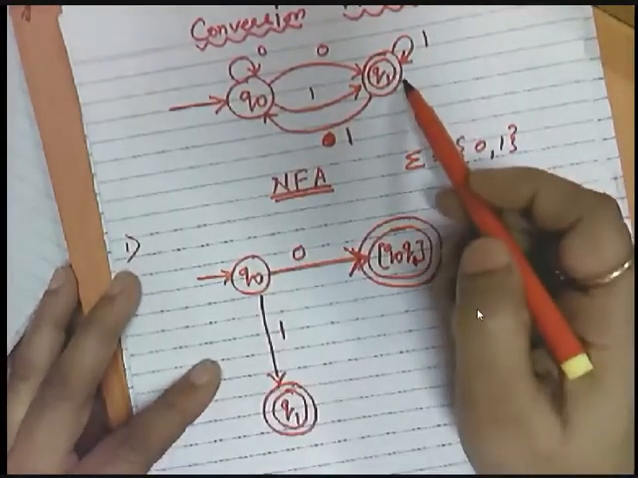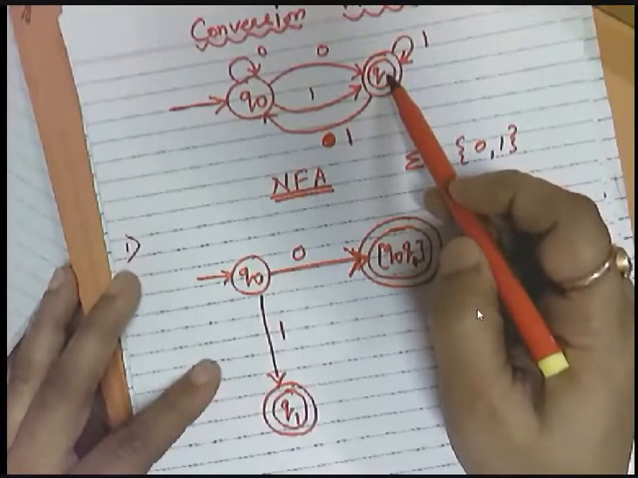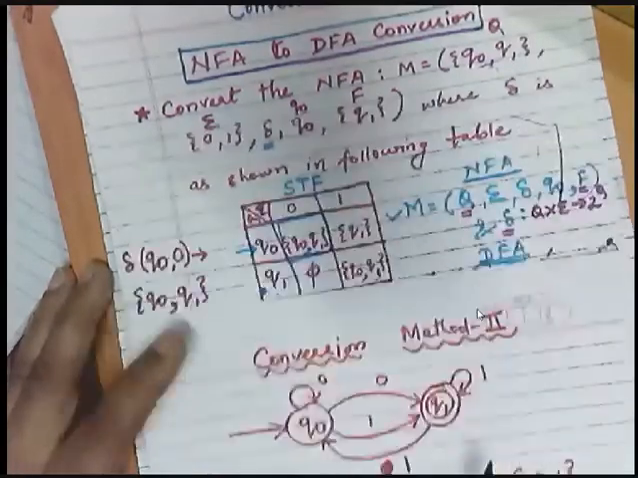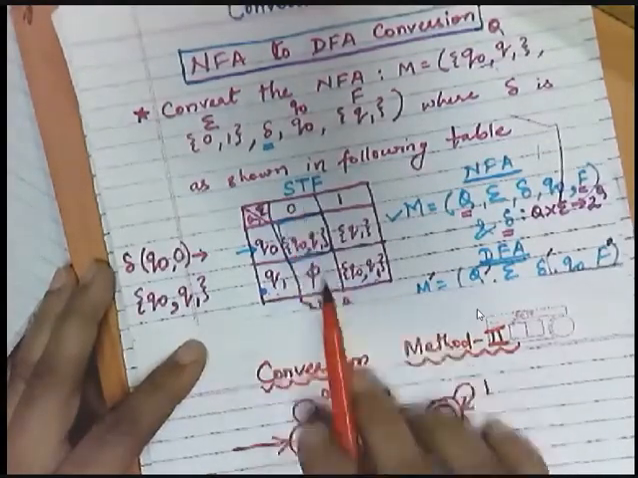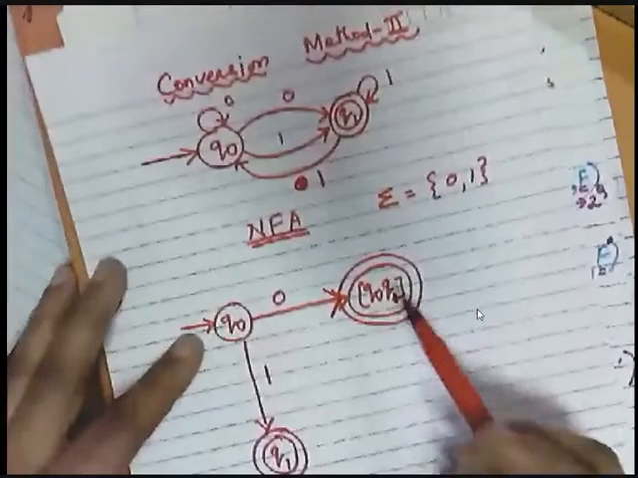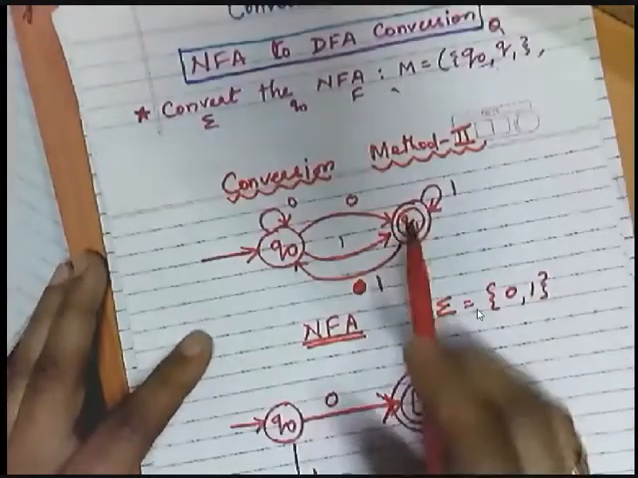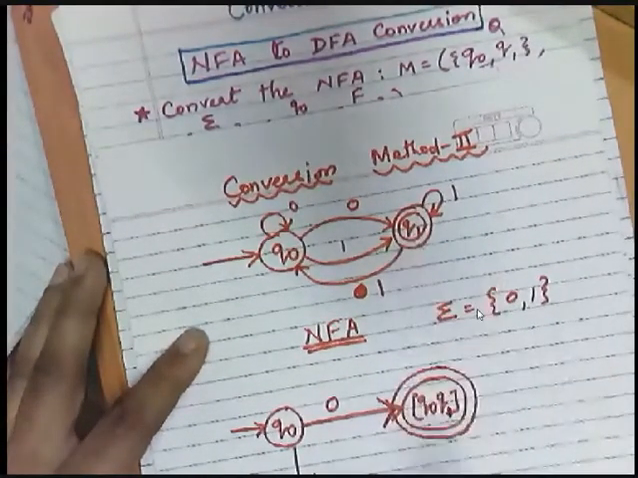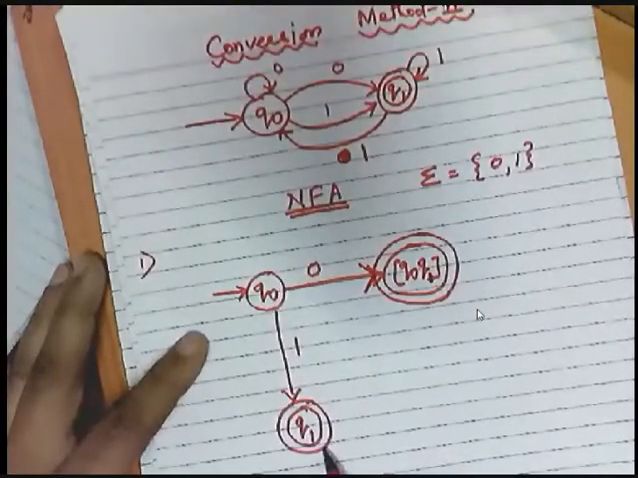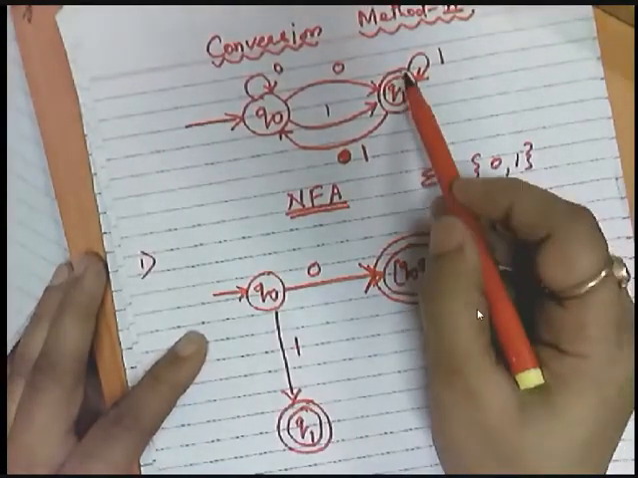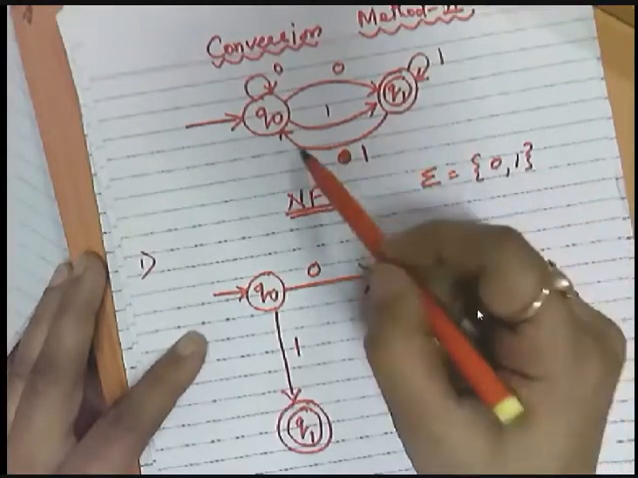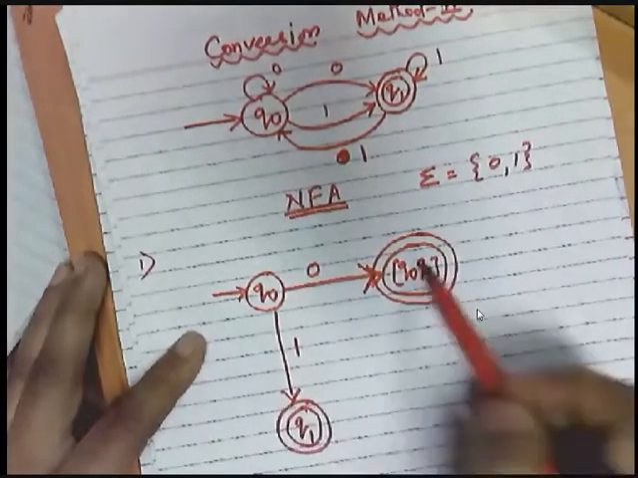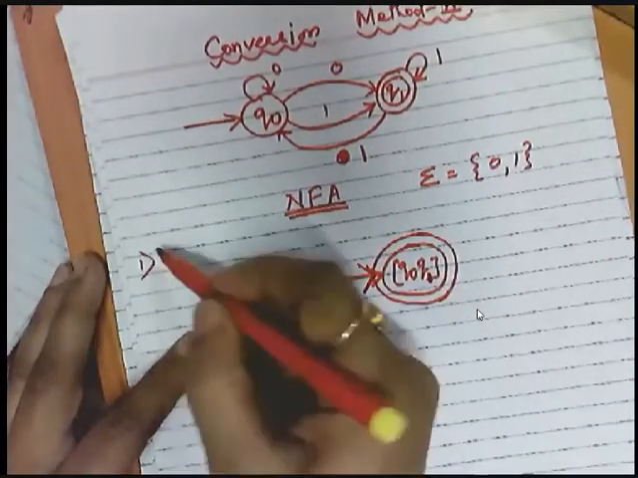Now there is the turn of Q1. Q1 on 0 moves where? As in this diagram and in this table also, Q1 on 0 moves nowhere. So there will be no transition for the Q1 state. We are talking about the Q1 state now. So Q1 on 0 moves nowhere, so there will be no indication in this diagram. Then Q1 on 1 moves to Q1 as well as Q0. Is such a named state available in this diagram? Yes, it is already available.